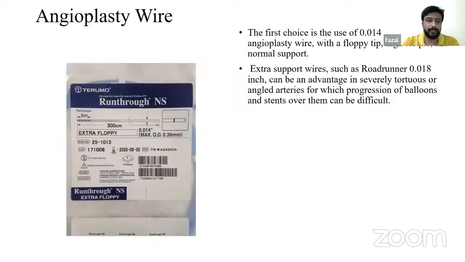And the angioplasty wire is the micro wire which we pass. This also should be very floppy, because it is the first wire which you introduce across the lesion. If it has a floppy tip, you can negotiate it very easily, and it does not cause embolization. Extra support wires such as Road Runner 018 can also have an advantage in severely tortuous or angled arteries, where progression of balloons and stents over them can be difficult.